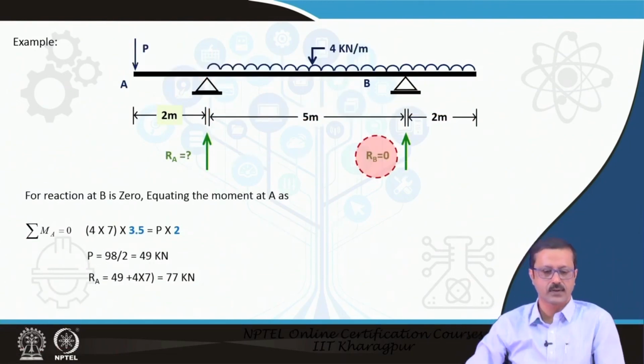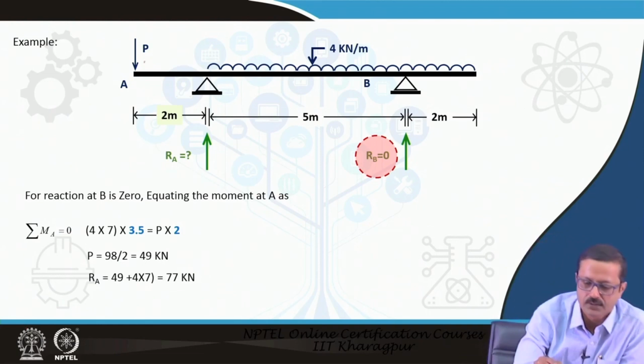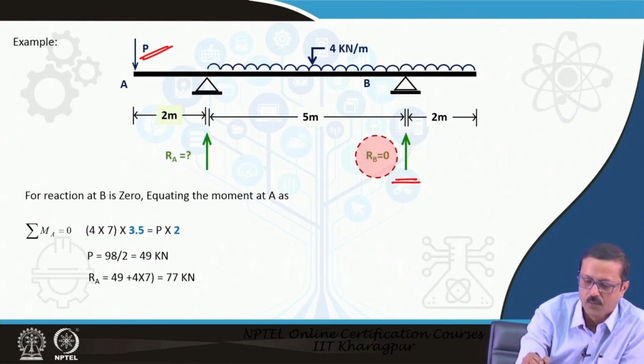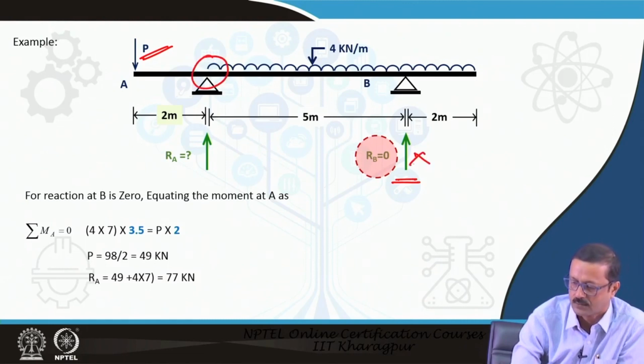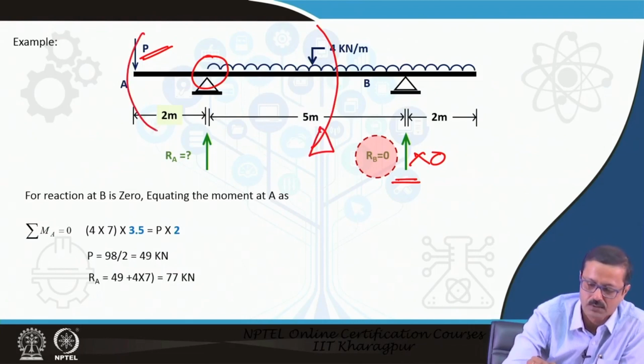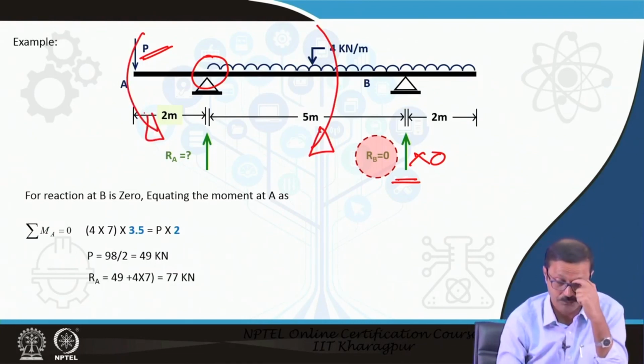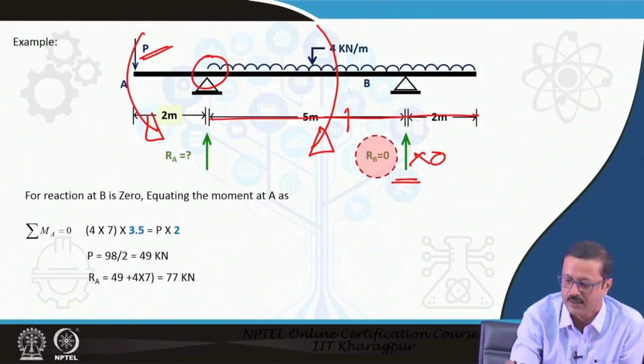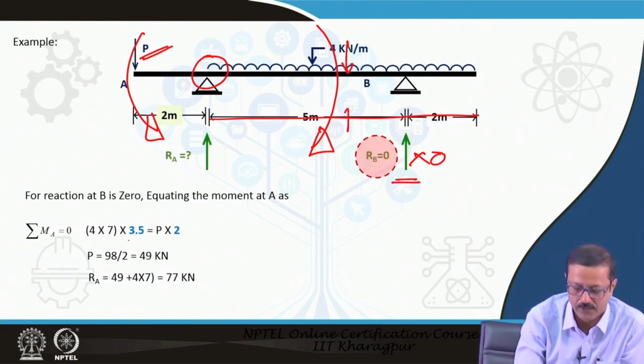This is the next example, where I have turned it the other way around: what should be the value of this force P that gives the reaction at B equal to 0. Reaction at B equal to 0 means, if I take the moment about this point, it is 0. So, the moment because of this 4 kilonewton per meter must be equal to this moment. So, 4 into 7, because 7 is 5 plus 2, and from here the center point of this load is 3.5 meters. This must be equal to P into 2.